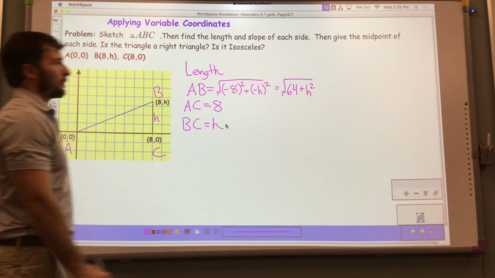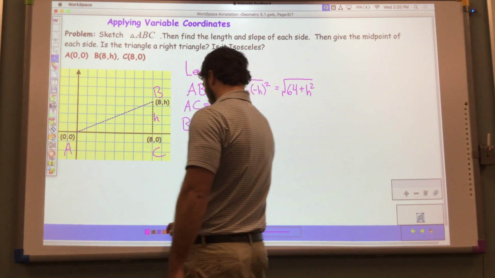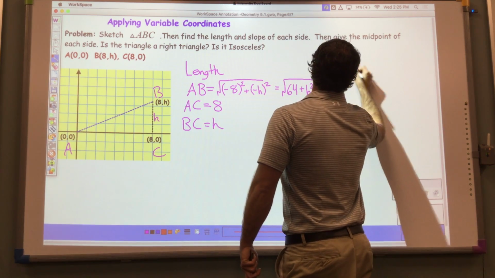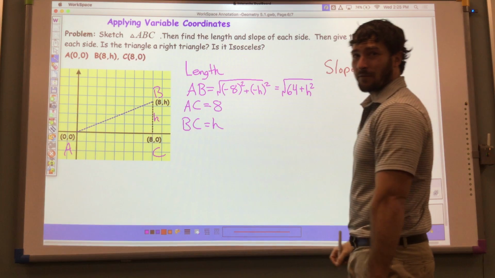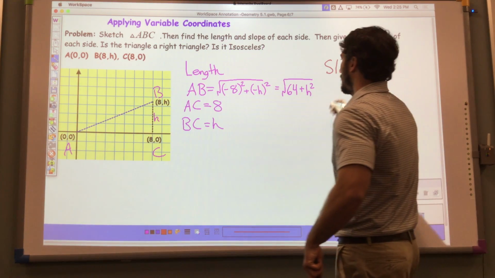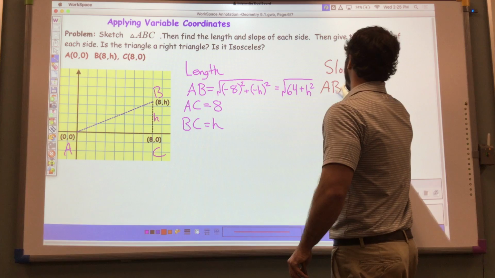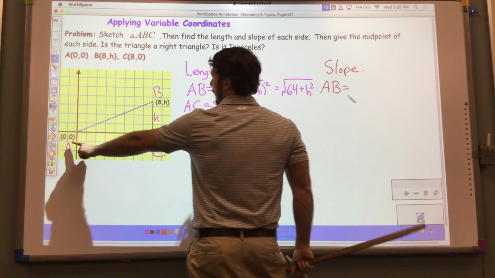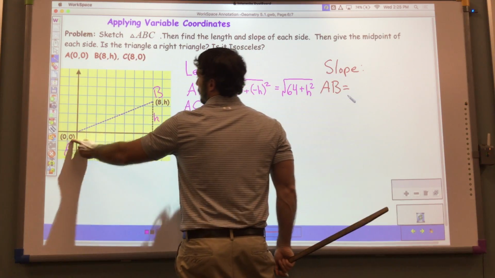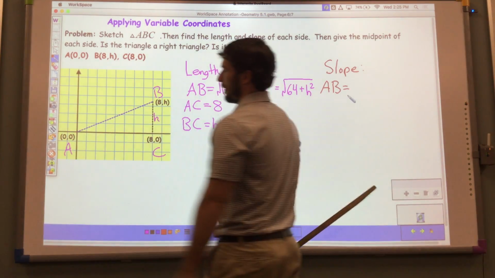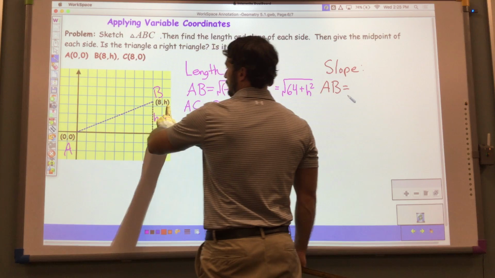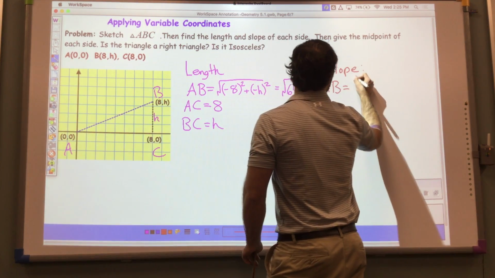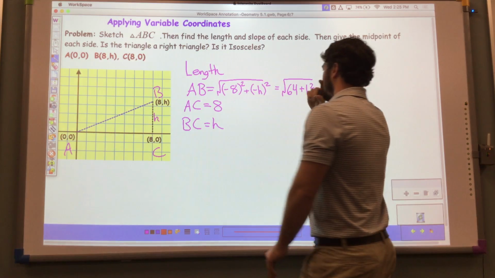Then we want slope. Let's pick a different color to keep everything separate. Remember, slope is rise over run. Slope's not going to be too hard. So AB, what's rise over run? Well, from A to B, look at your y values to see how far up you went. You can use the slope formula as well. We go up h over 8. So our slope is h over 8.